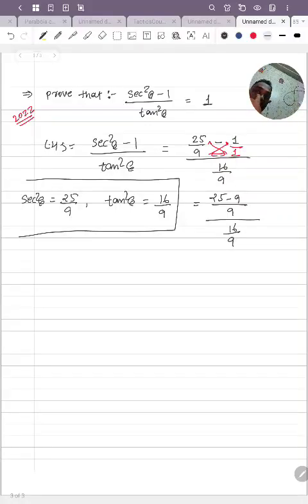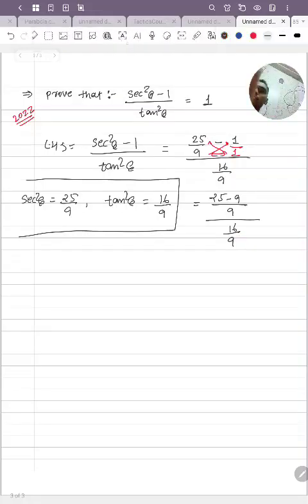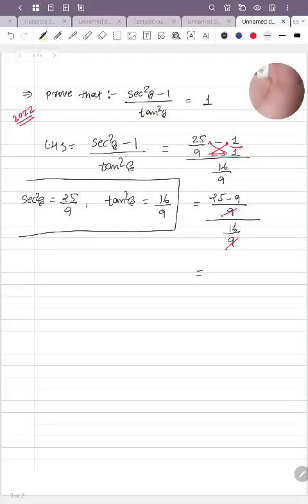Now you can see there is one interesting thing. In the numerator part the denominator, and in the whole divided by, again the denominator is the same. So what we need to do, just remove that, okay? So we're going to cancel this. 9 is cancelled. So what is left? Let's write down once again. Numerator 25 minus 9, you know that's 16, divided by 16, that is nothing but 1.